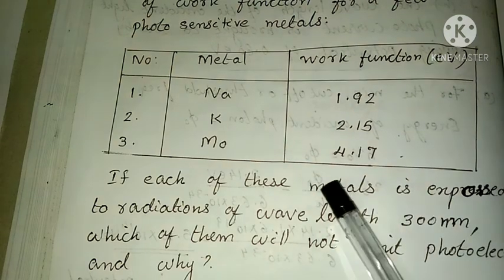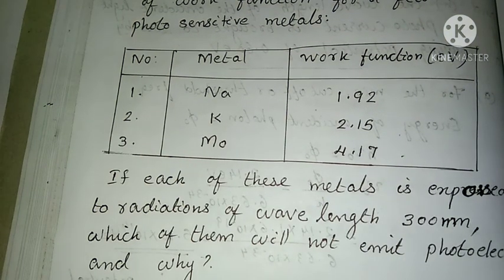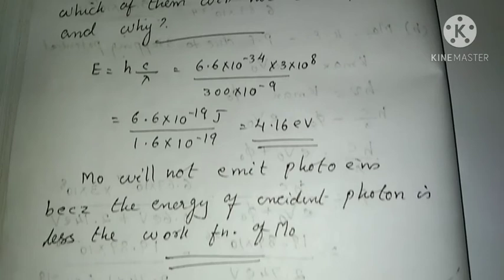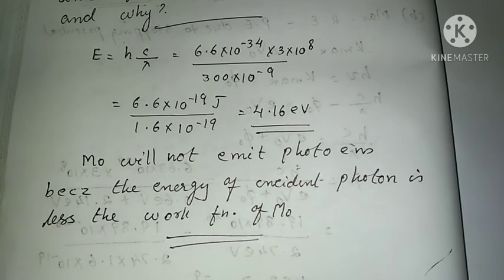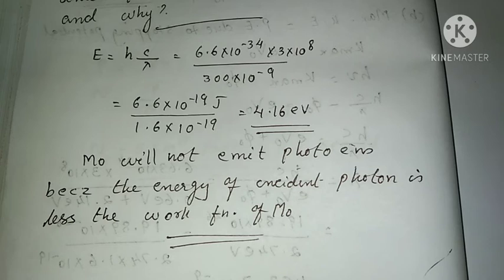So molybdenum will not emit photoelectrons. Clear? So we can conclude that molybdenum will not emit photoelectrons because the energy of the incident photon is less than the work function of molybdenum. Clear?